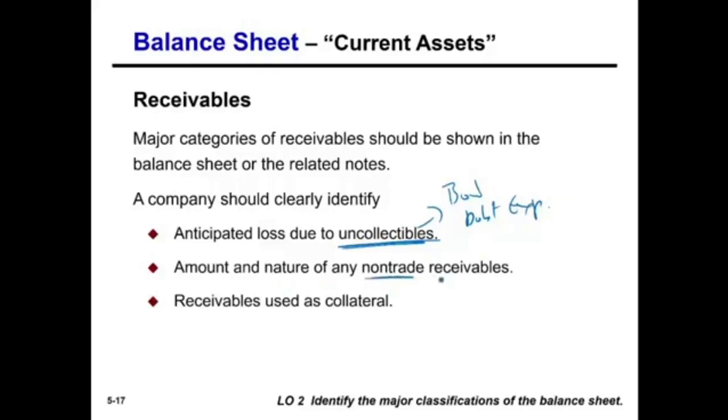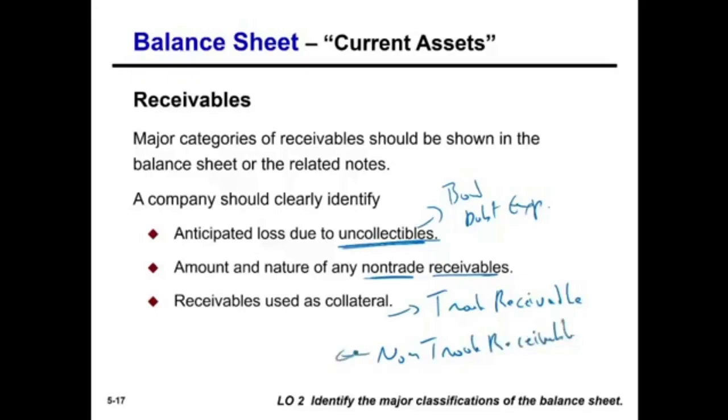and the nature of any non-trade receivable. Generally speaking, when you sell your product on account, it's considered a trade receivable. So when we say receivable, what we mean is trade receivable. If the company has non-trade receivable, what could be some examples? Well, it could be an income tax refund. The company filed for a refund and they're waiting for their money. It's a receivable, but it's non-trade. It has nothing to do with their operation. It could be a lawsuit. They won a lawsuit and they are waiting to be paid.